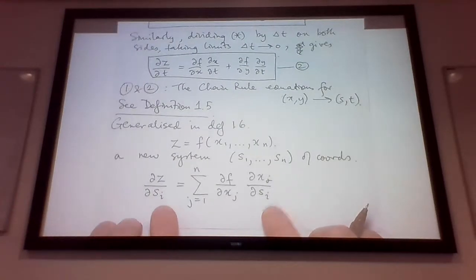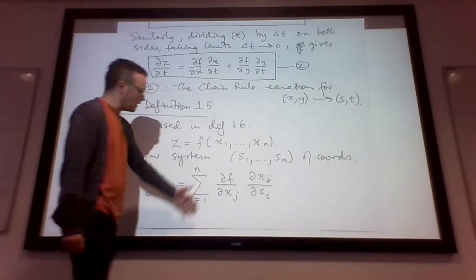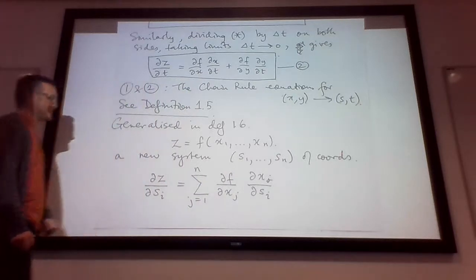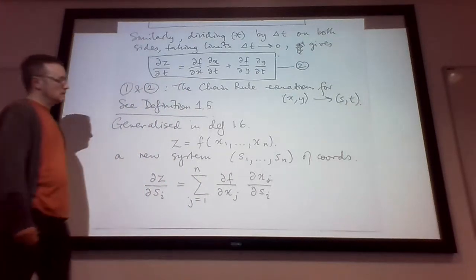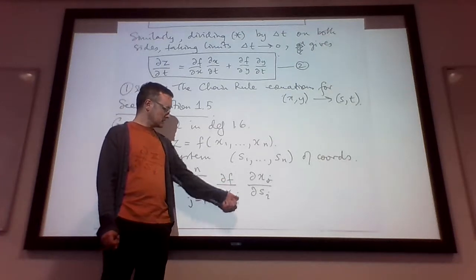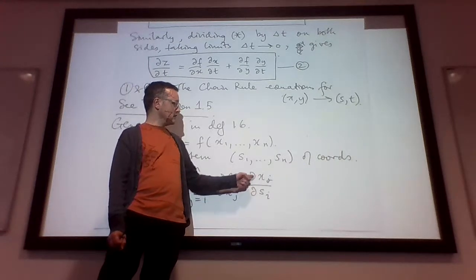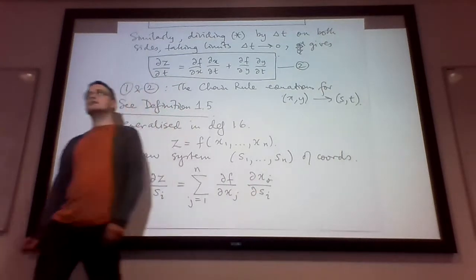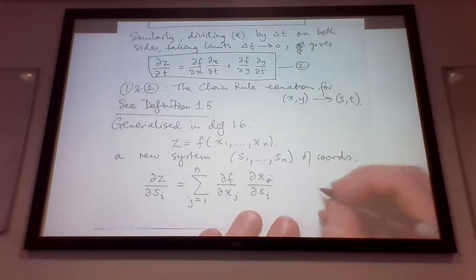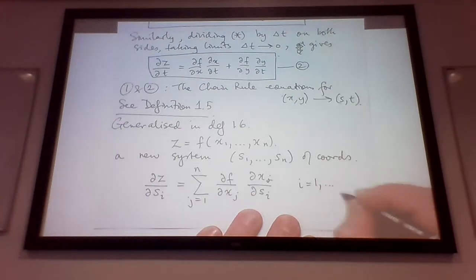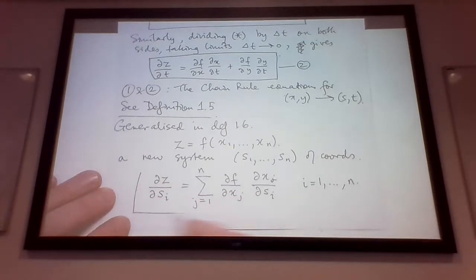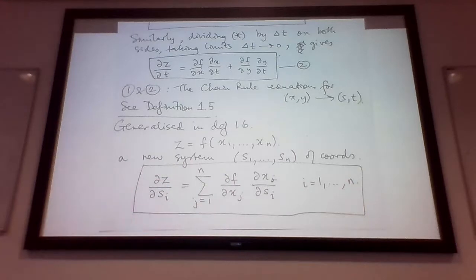So i is the index on the new variable s on both sides, and then we're summing over all of the old coordinates xj, x1 through to xn, multiplying each partial derivative df dxj, the partial derivative of f with respect to the old variable, by the corresponding derivative of the old variable as it depends on the new variable si. You've got one of these equations for each value of i from 1 to n, and those are the chain rule equations in the general case.